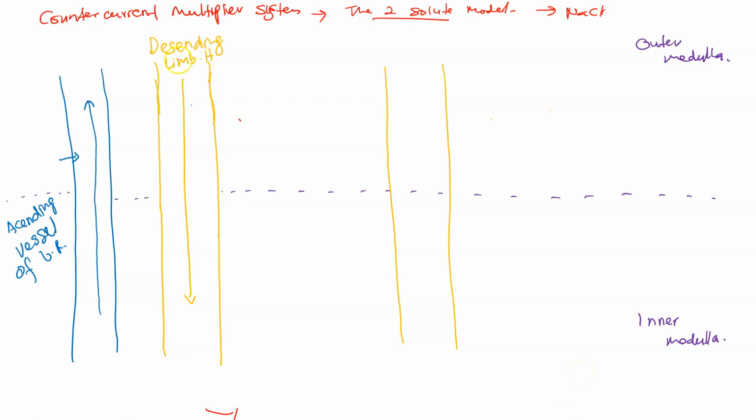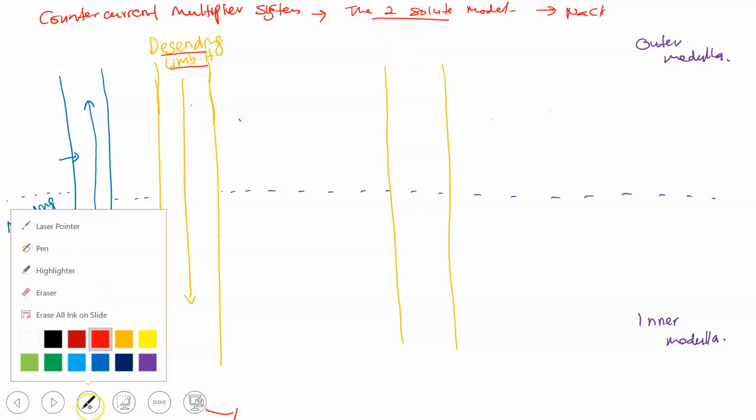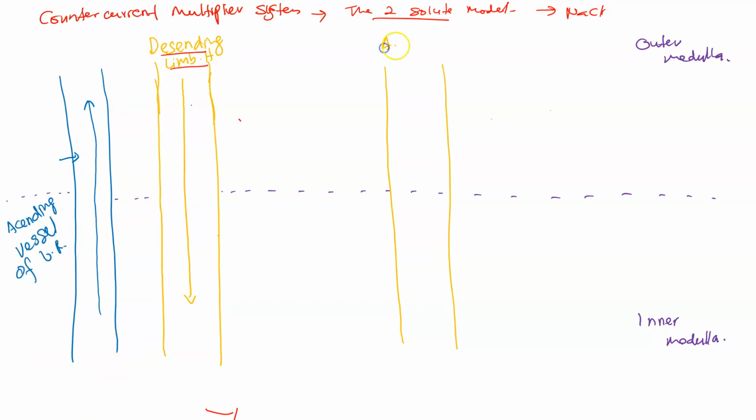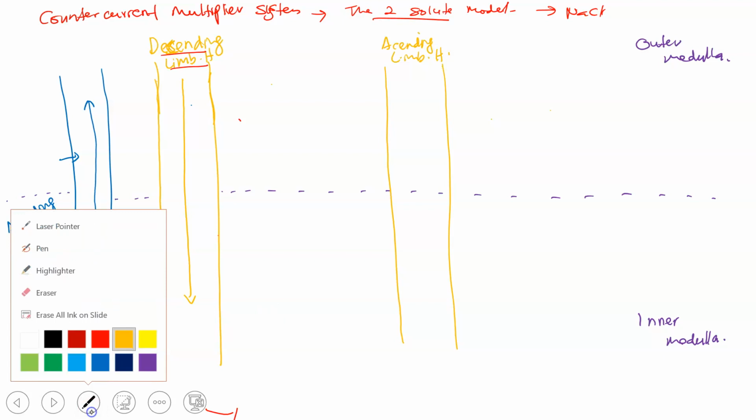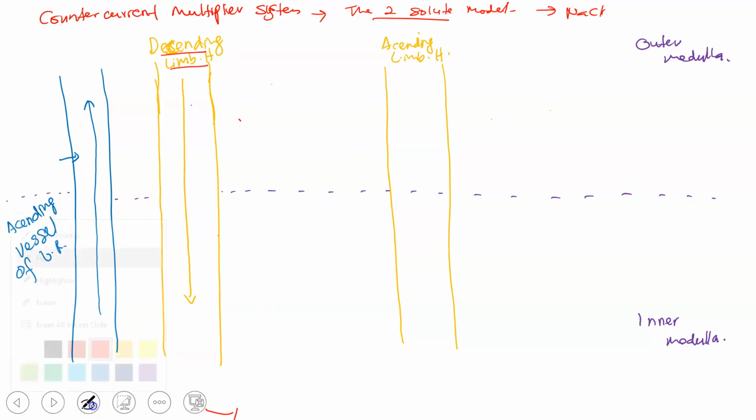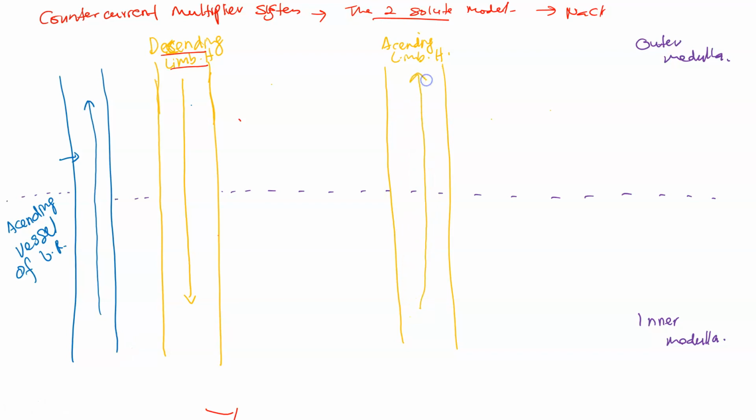Okay, so sebelah descending limb of loop of Henle, we have what? Descending limb. Ha. Thank you, ya. Yes, see. Ascending limb of loop of Henle. Okay, so blood vessels yang sebelah dia. Sekejap. Ascending darah. Filtrate naik ke atas kan.